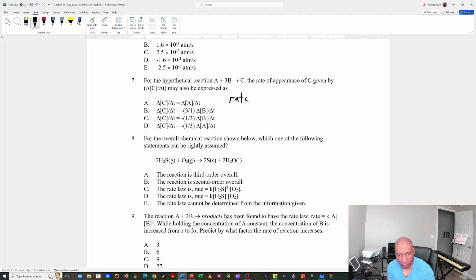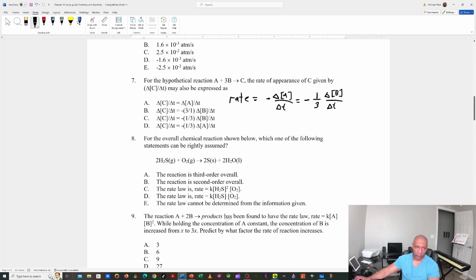So I'm going to say that the rate, the conventional way of reporting the rate, is going to be equal to a negative of the change in my A concentration with respect to the change in time, which is equal to a negative 1/3 times the change in my B concentration with respect to the change in time. Okay, so all I got to do is find which one of these, this term or this term, is going to be up here.